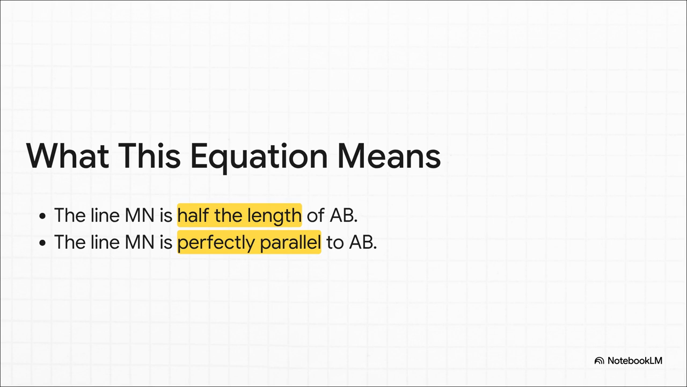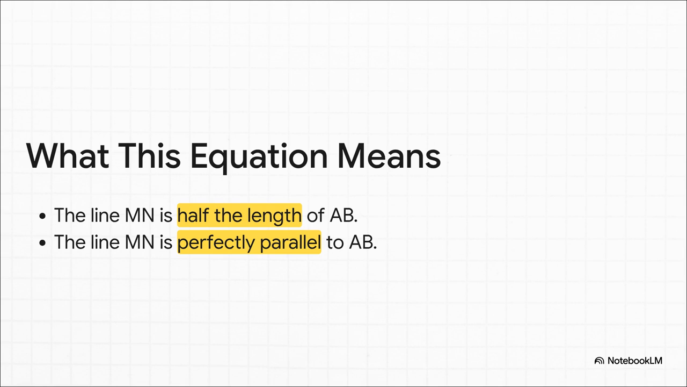And this is why vectors are so powerful. That one tiny equation, MN equals 1/2 AB, it's telling us two huge things at once. First, it tells us the line connecting the midpoints is exactly half the length of the base. And second, because one is just a multiple of the other, it tells us that the two lines are perfectly parallel. We just solved a geometry problem using simple algebra.